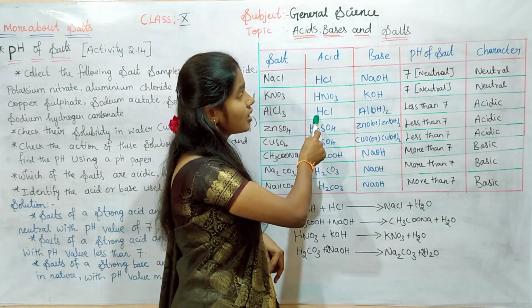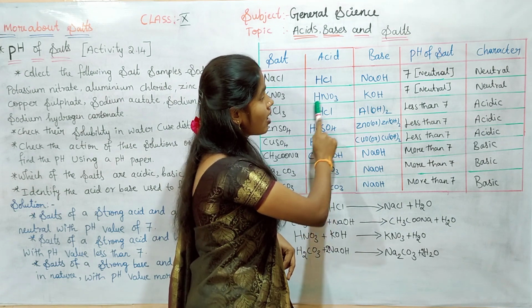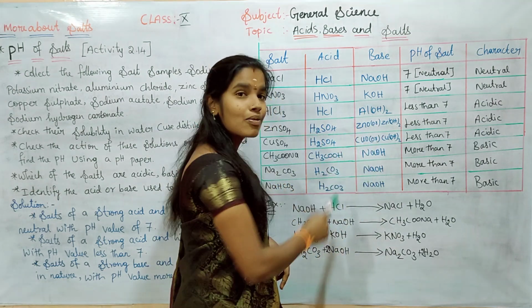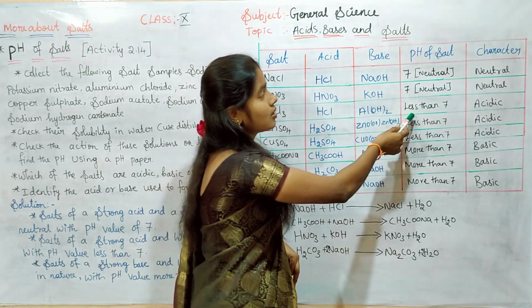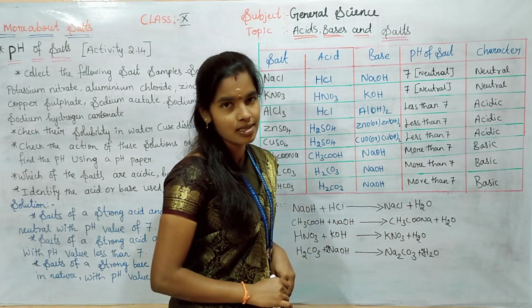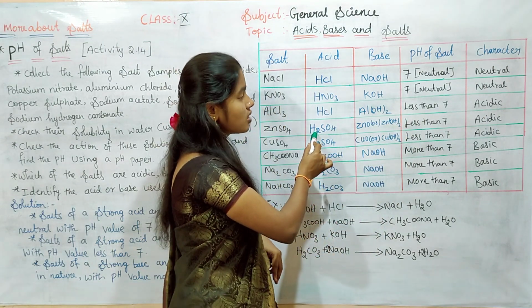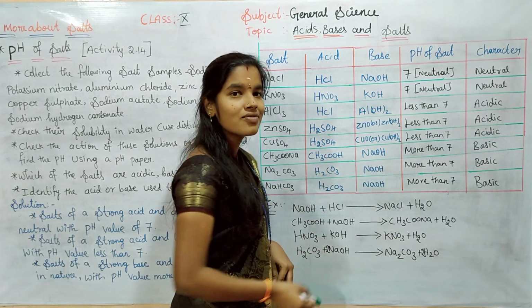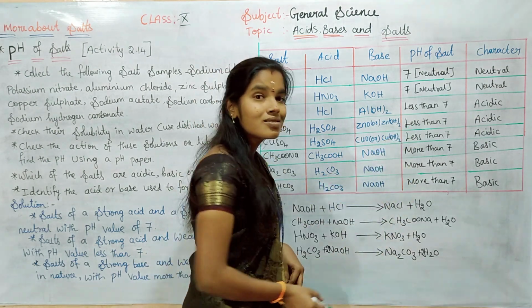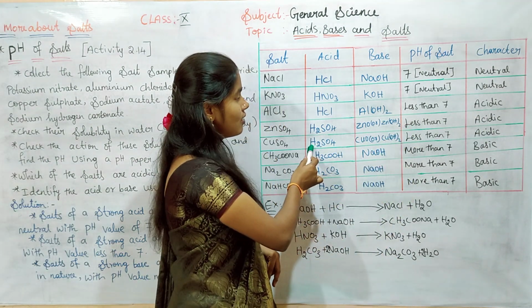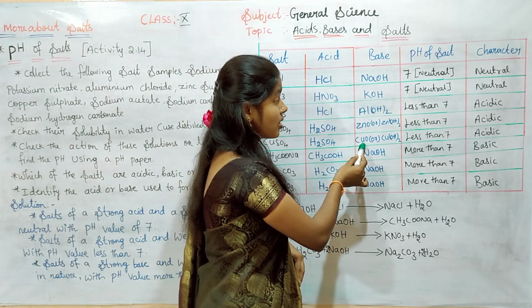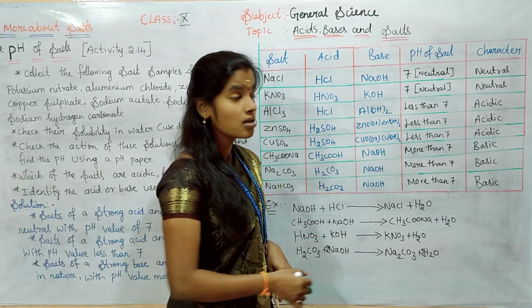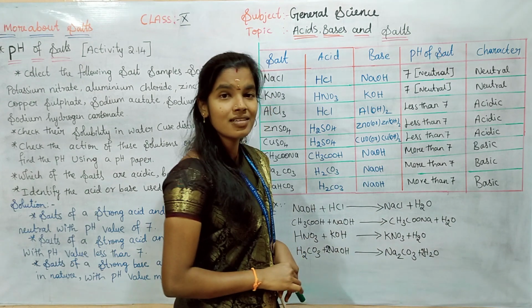And this hydrochloric acid is a strong acid, and a strong acid reacts with a weak base. So the pH is less than 7. Okay, and sulfuric acid is a strong acid and zinc oxide is a weak base. So the pH is less than 7. And sulfuric acid is a strong acid and copper oxide or copper hydroxide is a weak base. So the pH is less than 7.